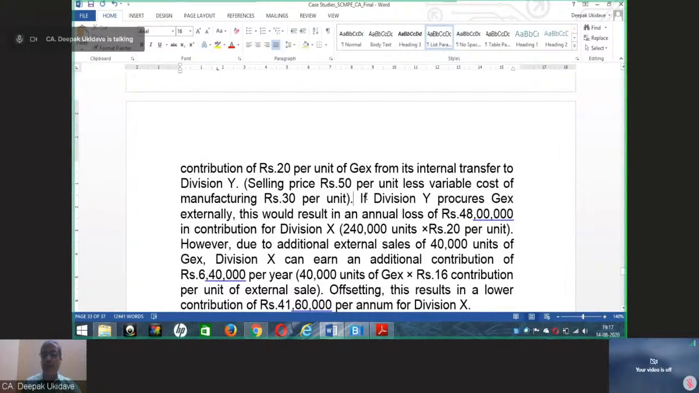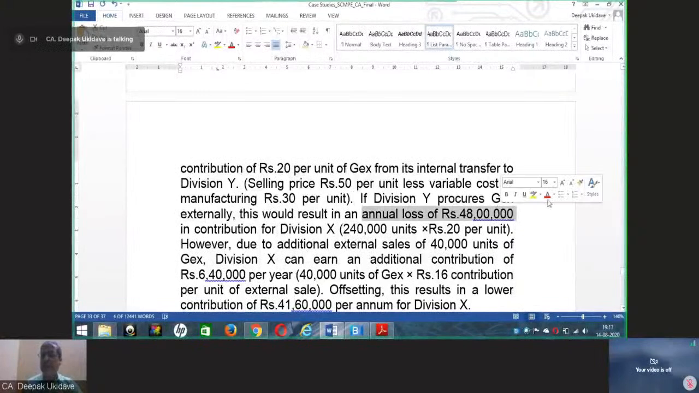Now remember this, if division Y procures externally, it would result in an annual loss of 48 lakhs in contribution for division X. कैसे लॉस होगा? 2,40,000 units. Now it will not have the demand of the internal customer. 20 rupees per unit is the contribution that otherwise would have been earned had division X sold it to your internal customer. Now your division Y is procuring from the market, so division X will not be in a position to sell it to the internal customer. So 48 lakhs का straight away annual loss हो गया division X को.